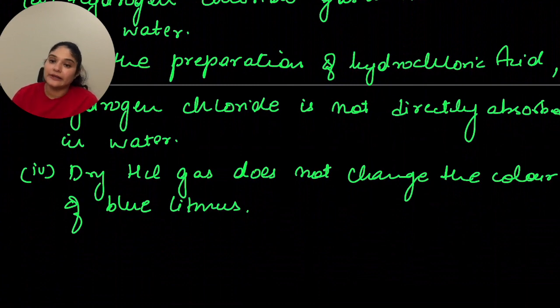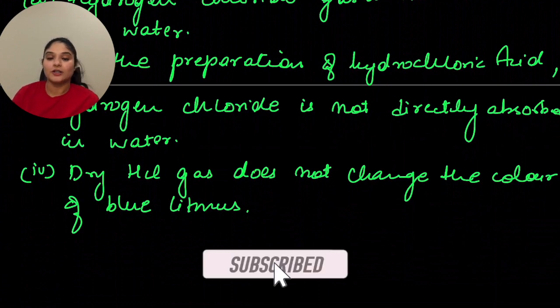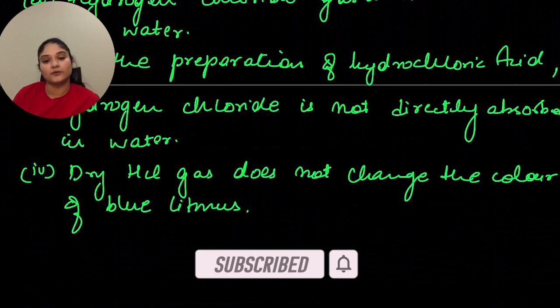And H plus ions are solely responsible for the change in the color of litmus paper or any indicator test for that matter. H plus ions are responsible for it. So that is the reason a dry HCl gas will not show any change in blue litmus.